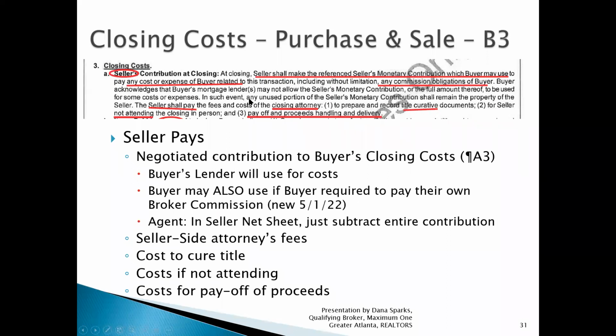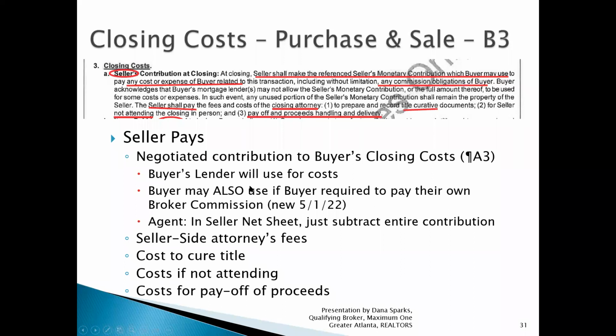And it does still say here, I don't have it underlined because the effect of this has changed a little bit, but it says, in event any unused portion of the seller's monetary contribution shall remain property of the seller. However, GAR has also added this section in response to this hyper-competitive market we've been in the past couple of years, that any seller's contribution to a buyer's closing costs may also be used towards any commission obligations of the buyer. So if the seller or the listing broker was not paying any of the buyer's broker commission and the buyer was having to pay their own broker's commission, if the seller was contributing to the buyer's closing costs, the buyer could use them to pay their broker commission. That was added in the end of 2022 or the beginning of 2023.